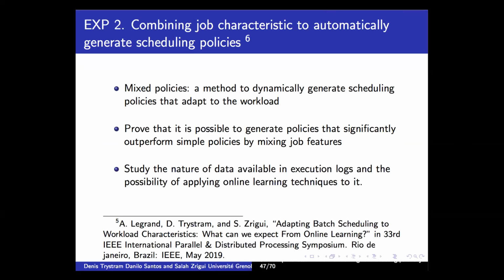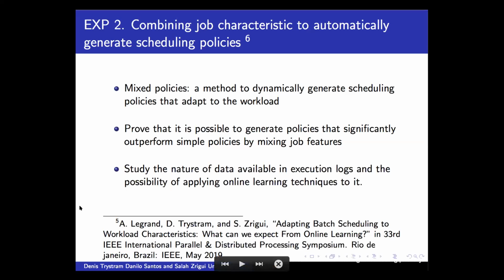Now I'm going to start. For the second experiment, we decided to combine job characteristics to generate scheduling policies. This approach is fundamentally not very different from the one that Danilo just presented. First, I will start by defining the concept of mixed policies. It's basically a method that we devised to dynamically generate scheduling policies that adapt to the workload. Via this method, we showed that it is possible to generate policies that significantly outperform simple scheduling policies by a simple mixture of job features.